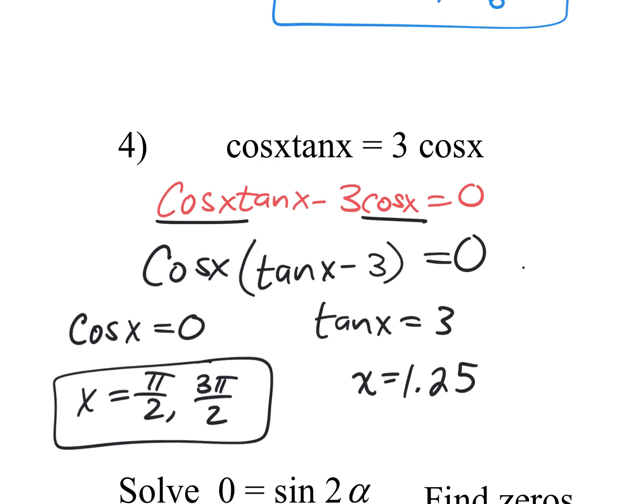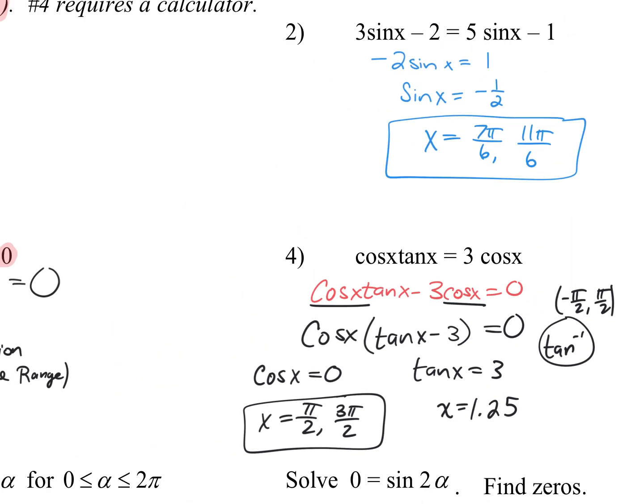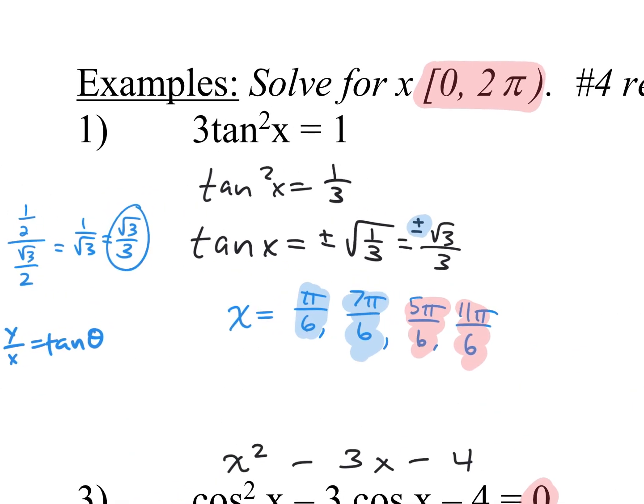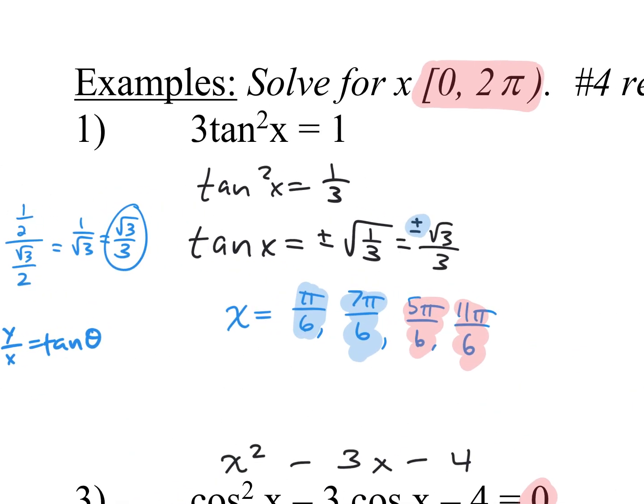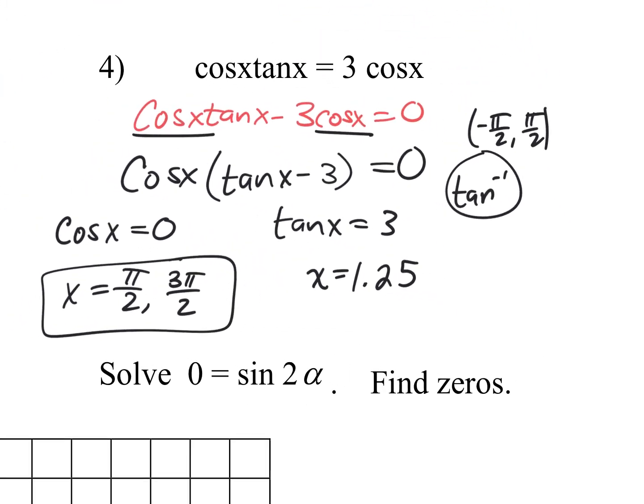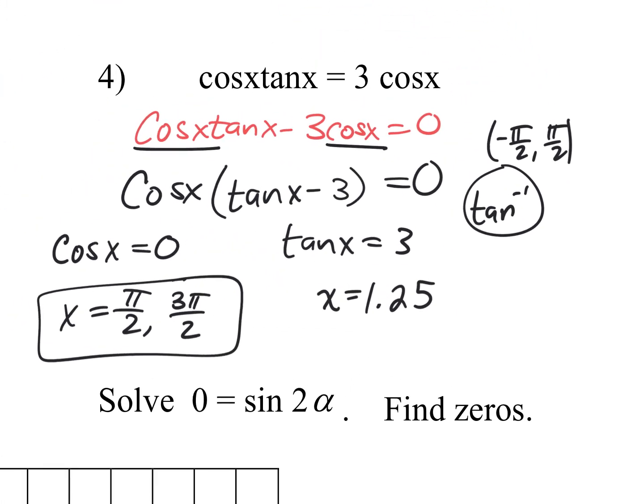Now remember, when we use tangent inverse in our calculator, we have a restricted domain, negative pi over 2 to pi over 2. So that domain does not include our entire answer set. Just as we saw on example 1, where we had repeated solutions pi units away, on example 4 we're going to have the same thing. However, we're going to have to do this manually. So we're going to add pi to this. I'm just typing it into my calculator, and what we end up with is 4.39.